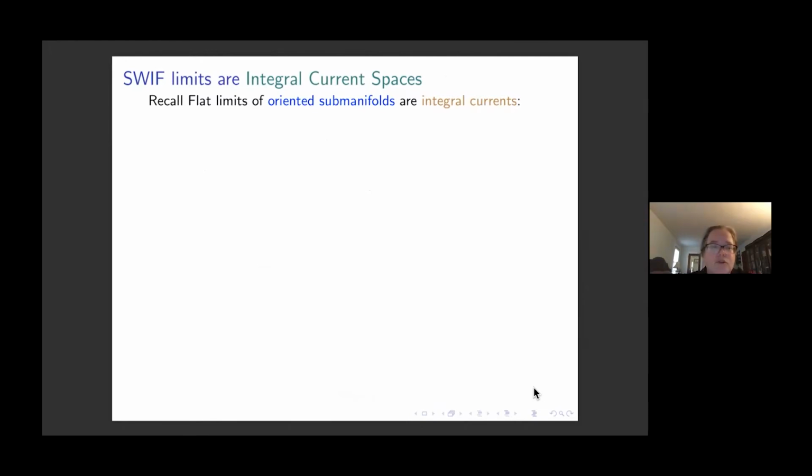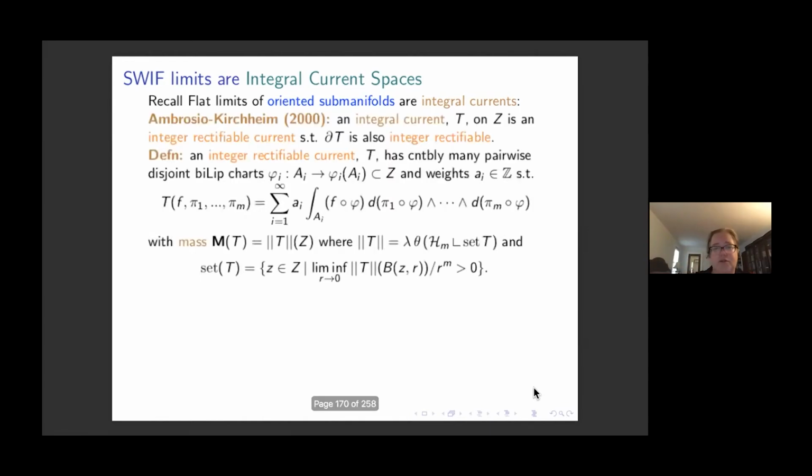All right, so to do most of the projects, you only need the previous theorems. And then this collection is to fill you in on really what properties you're going to get once you do have Swift convergence or volume preserving Swift convergence. So recall you have flat limits of oriented submanifolds are called integral currents. And then Ambrosio-Kirchheim defined an integral current in this way. An integral current is an integer rectifiable current T, whose boundary is also integer rectifiable.